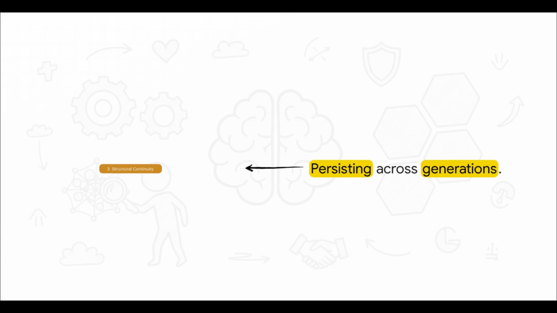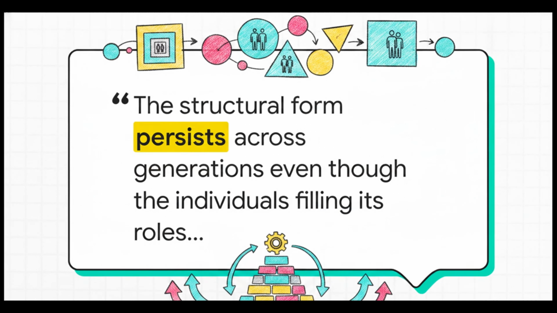This is the ultimate goal of the social organism, right? It's a state where the whole system successfully persists across time, largely unbothered by the passing of individual members. To put it in his own words, Radcliffe-Brown noted, the structural form persists across generations even though the individuals filling its roles keep changing. And boom, this completely answers our opening mystery. The form itself is preserved through these tension-managing institutions.